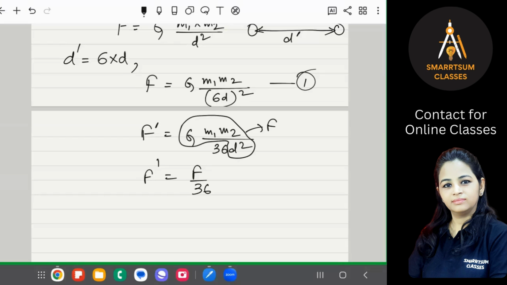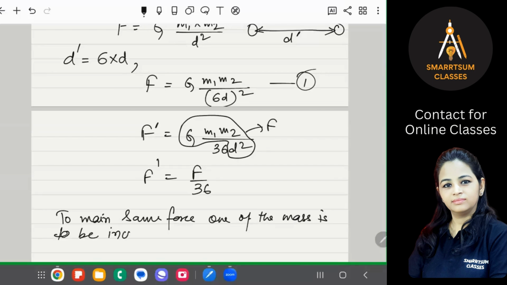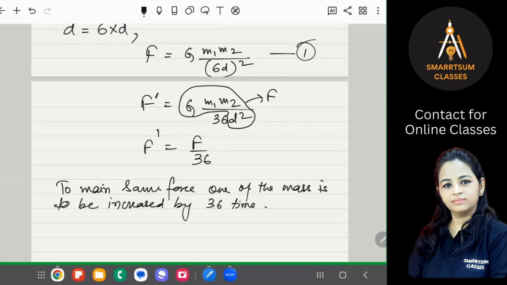So what we need to do? If we need to multiply any one of the masses by 36, it means we have to increase any one of the masses by 36 times so that F will remain the same. Are you getting my point? Right? Okay, so write down: to maintain the same force, one of the masses is to be increased by 36 times. So if any of the masses is increased by 36 times, then what will happen? This 36 will cancel and you will get the same force again, right?